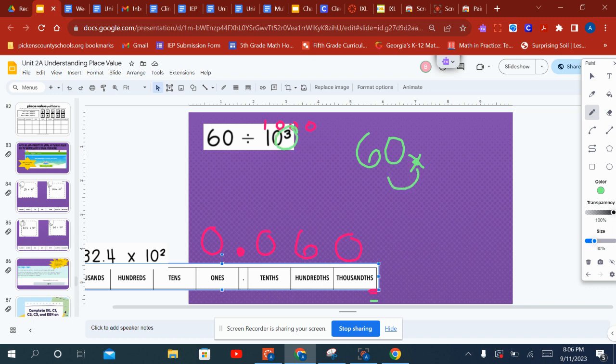So let's look. 1, 2, and 3. So I have my decimal and I have my placeholder 0 that I had to add. So when I rewrite that, I can erase everything, but when I rewrite it, I have 0.060. Now, do I really need that 0 at the end? No, I can take it off. It still means the same thing, but we like to keep the 0 in our ones place.